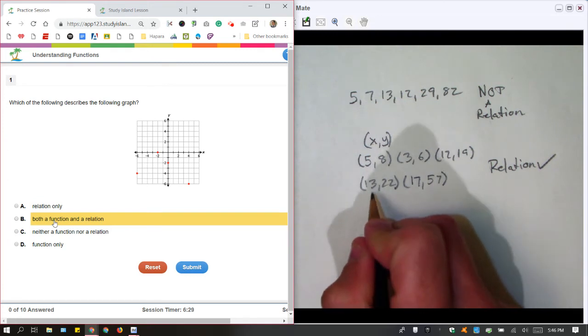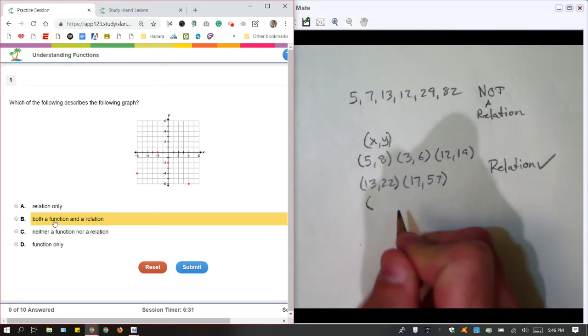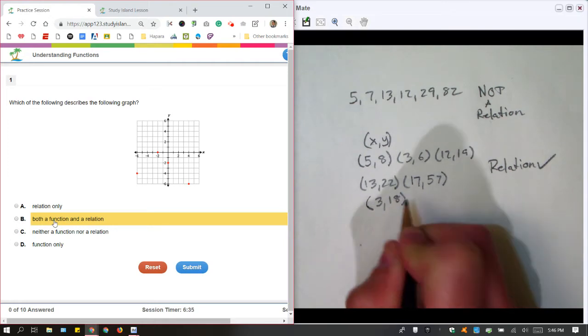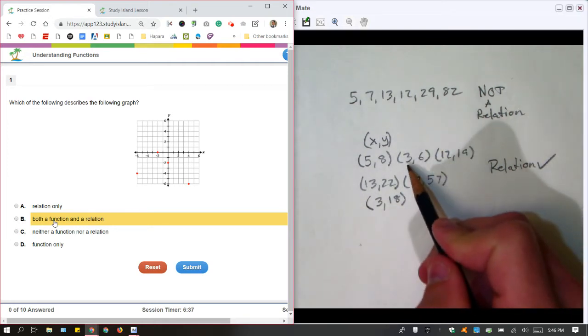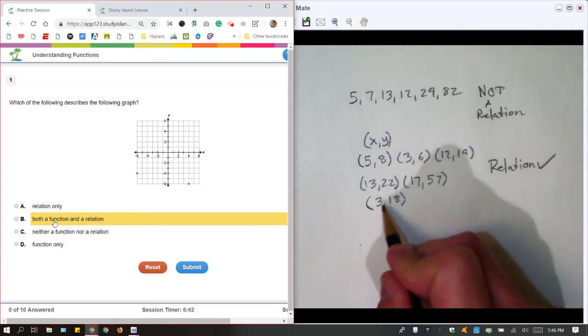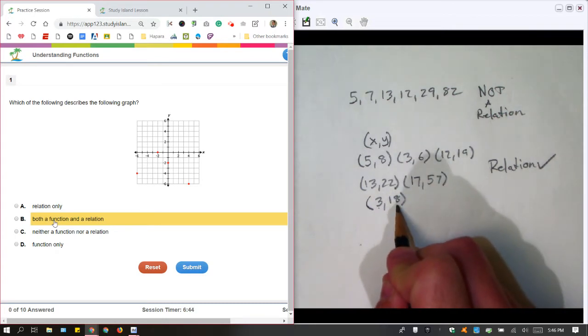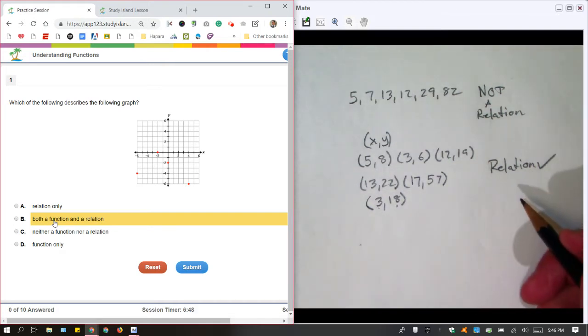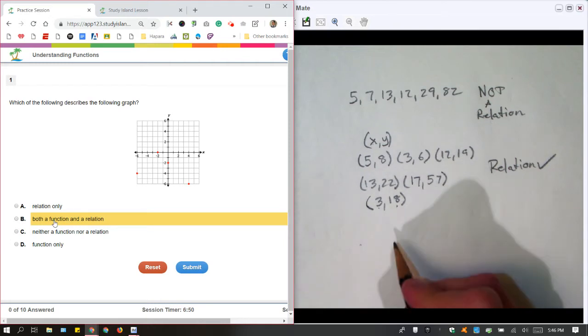But if I were to add another point in here, let's say I added the point 3, 18. Well, wait a minute. Here, the input 3 corresponds with the output 6. But now the input 3 also corresponds with the output 18? That's not okay for it to be a function. It's still a relation, but it's not a function now.